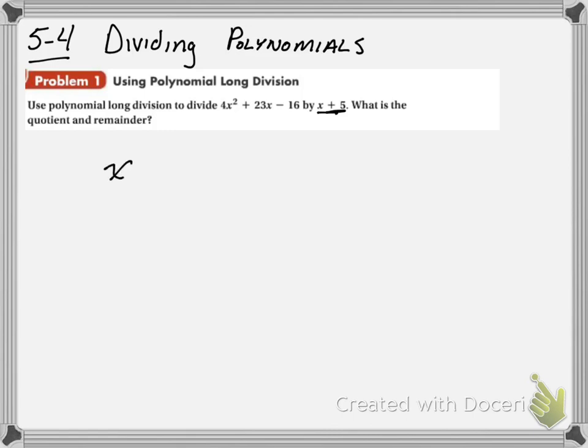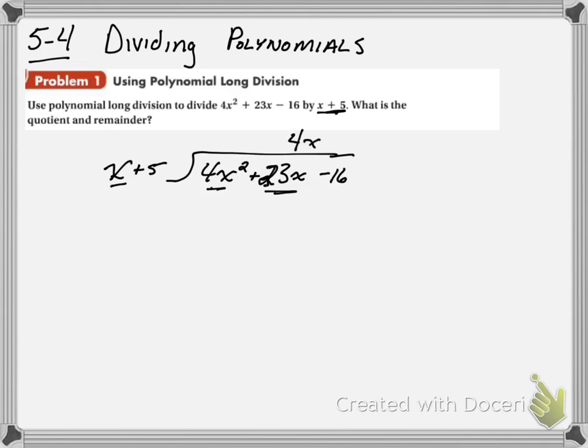So x plus 5, again, old school division, into 4x squared plus 23x minus 16, okay? Since there's two terms, I need to go to the second term here. I'm going to look at the first term and the first term. How do I get x to be 4x squared? Well, I need to multiply it by 4x. Why? Because 4x times x is 4x squared. I need the first term to be the same, and then do whatever comes next. So 4x times 5 is 20x.